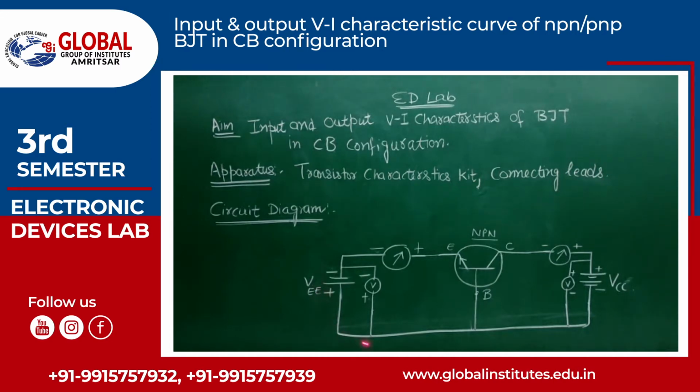This is the circuit diagram of the transistor in common base configuration, in which base is made common in the input side as well as output side. VEE supply is used to forward bias the emitter base junction, and VCC supply is used to reverse bias the collector base junction. This voltmeter is connected to measure the input voltage and ammeter is connected to measure the input current. And this ammeter is connected to measuring the output current, and this voltmeter is connected to measure the output voltage. Now we will perform this experiment in transistor characteristics kit and draw the characteristics of transistor.